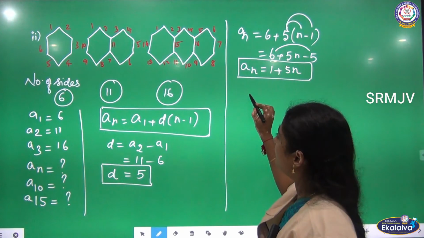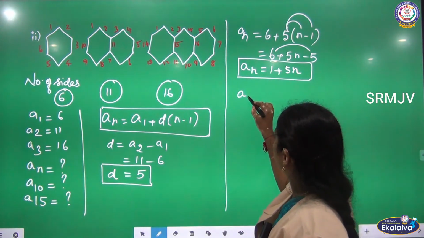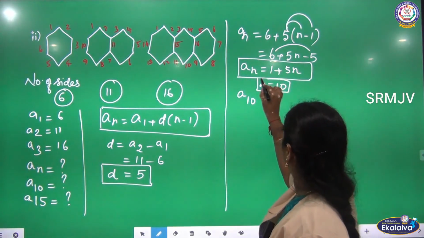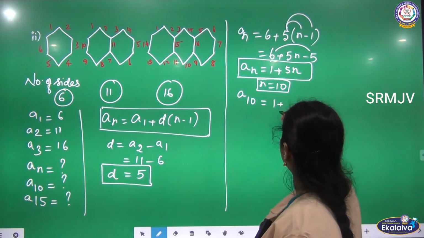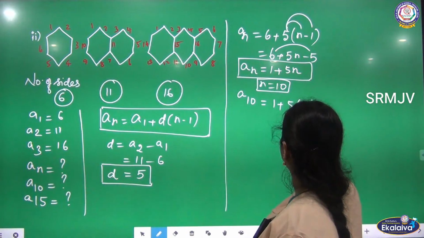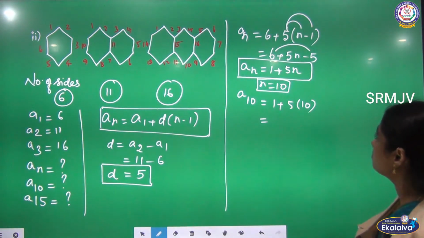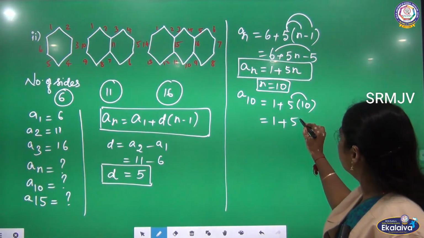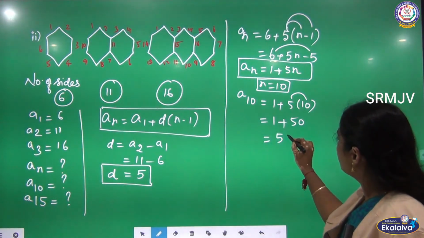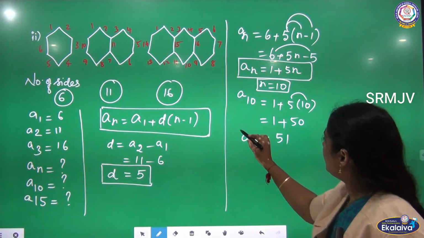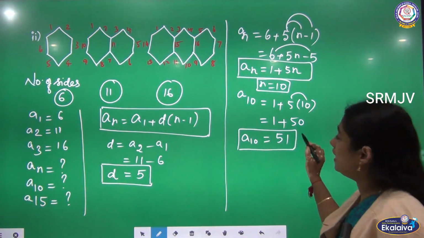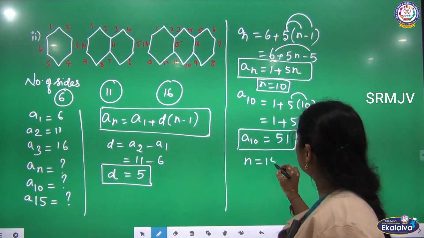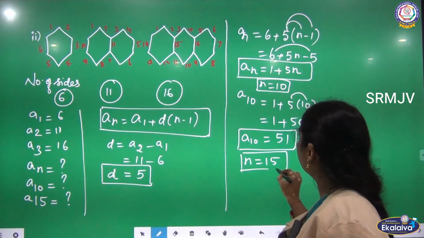Listen, now I am substituting for A10. n is equal to 10. Which is 1 plus 5 into 10. What is that? 1 plus 5 tens are 50. So the answer is 51. So my 10th term is 51. Now A15. So here I am substituting n is equal to 15.